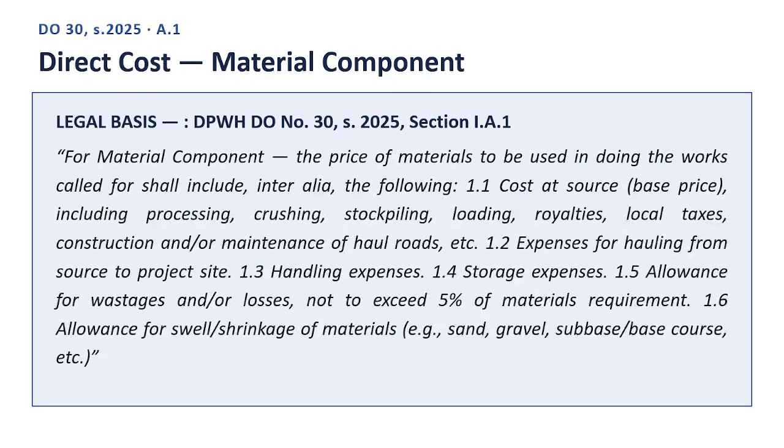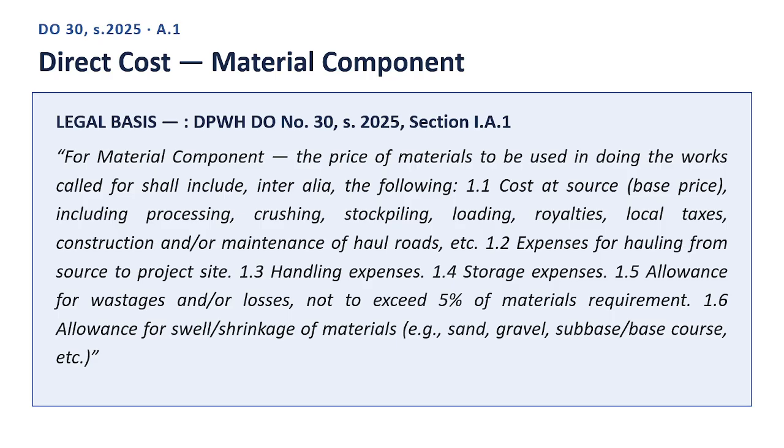Next slide. Direct cost, material component. Here is the legal basis, quoting directly from DPWH Department Order Number 30, Series 2025, Section I.A.1. Quote. For material component, the price of materials to be used in doing the works called for shall include, inter alia, the following: 1.1 cost at source, base price, including processing, crushing, stockpiling, loading, royalties, local taxes, construction and/or maintenance of haul roads, etc. 1.2 expenses for hauling from source to project site. 1.3 handling expenses. 1.4 storage expenses.